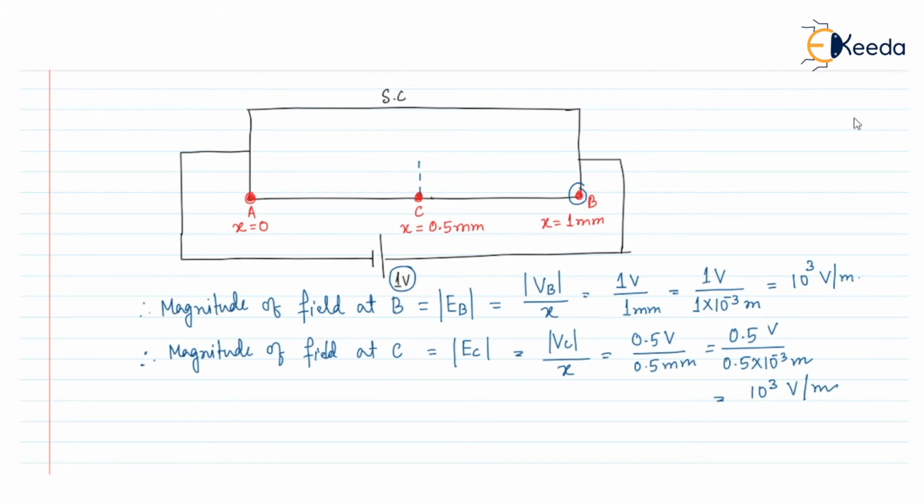So you can see that at the C point the electric field value is 10 to the power 3 volt per meter, and at the B point the electric field value is also 10 to the power 3 volt per meter. All these values are magnitude values, so it will be mod E. So the electric field will be constant. The value of the electric field throughout the semiconductor will be constant due to this 1 volt potential.